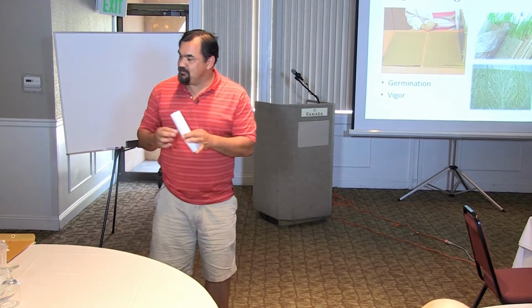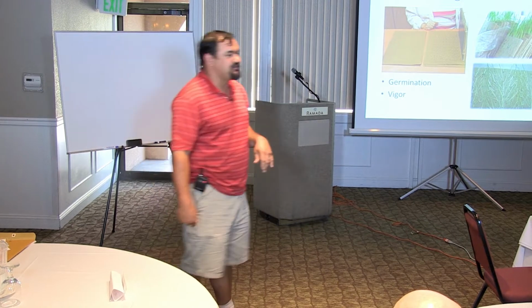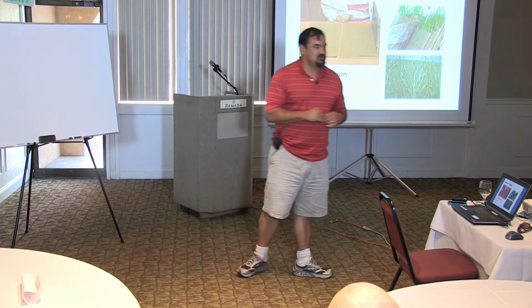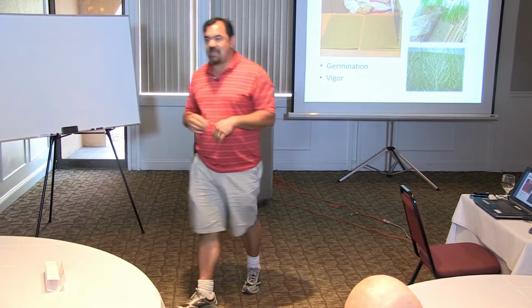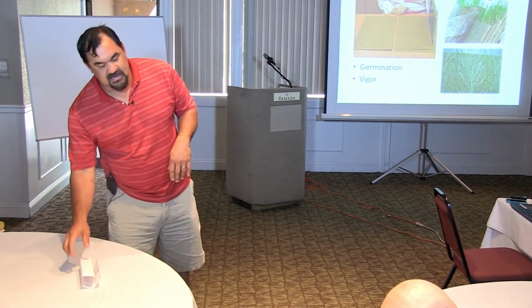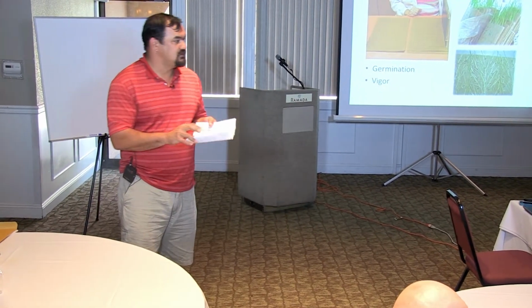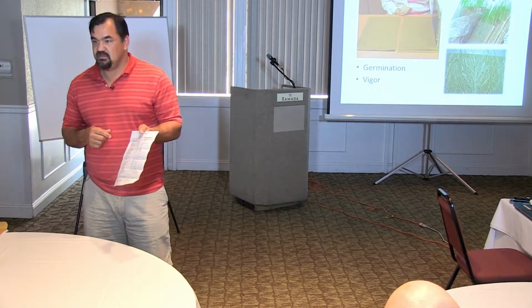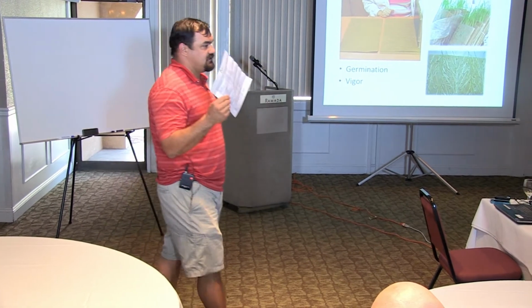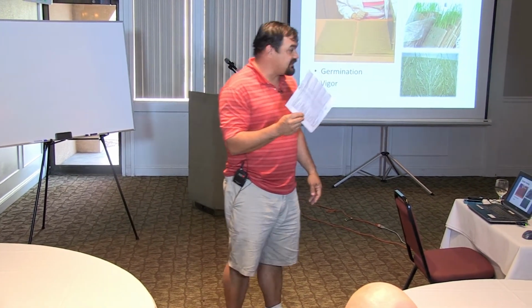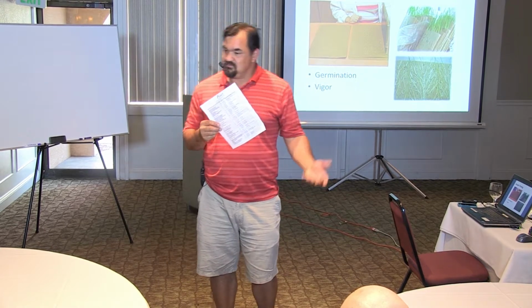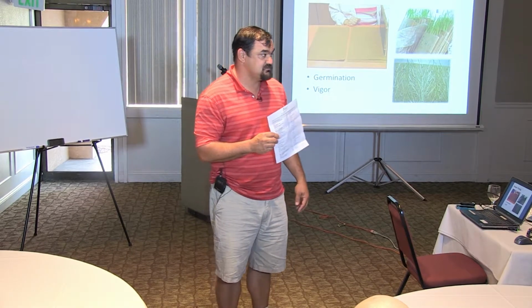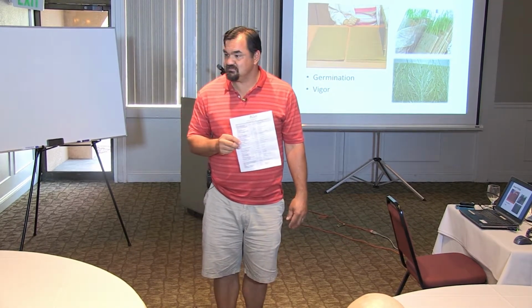After you set it up, you then leave it on a shelf, walk away from it for 5 days, maybe 7. 5 days, 7 days later, come back, take it out, unroll it, count the number of seeds that have germinated. If I put 100 seeds on it and 75 of them germinate, then my germination percentage is 75%. If I put 100 seeds on it and 50 of them germinate, then my germination percentage is 50%.